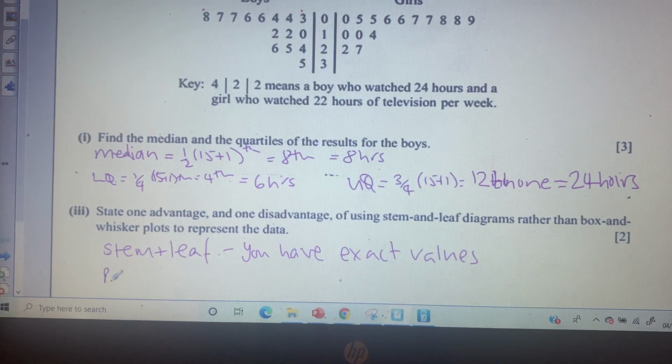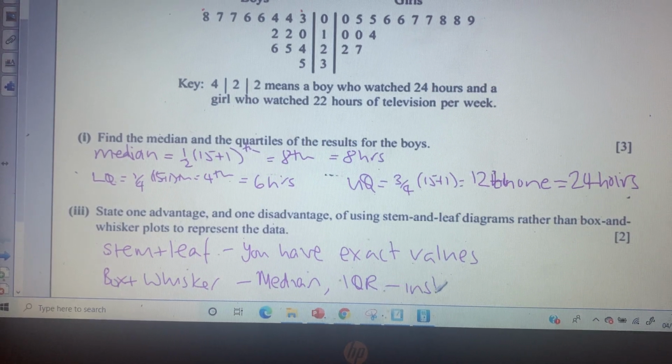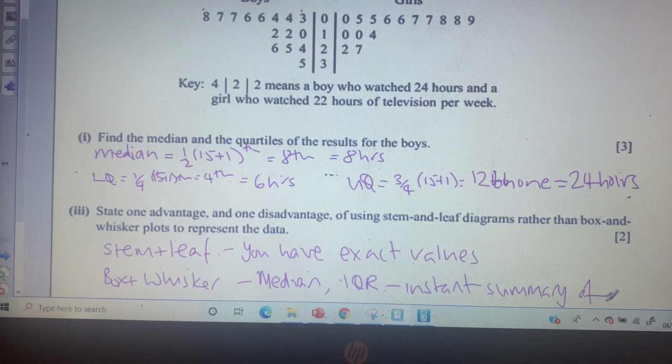And on a box and whisker, instantly you know what the median and your interquartile range are. Okay, your box and whisker has an instant summary of your data. So that would be an advantage. So they've both got great things.